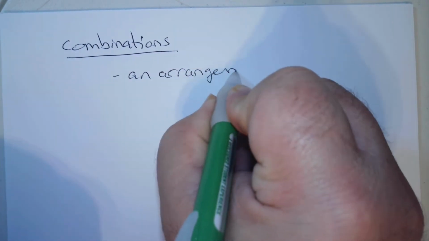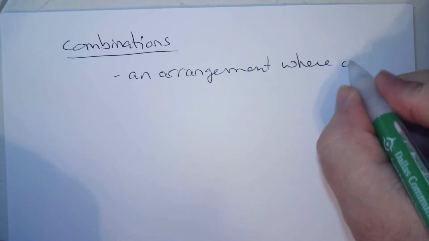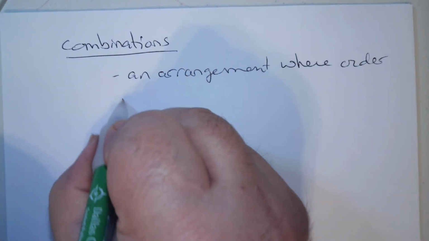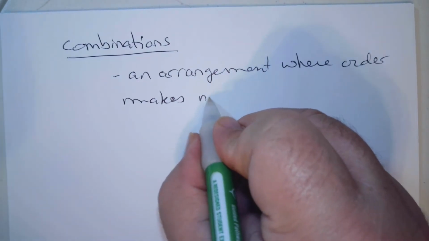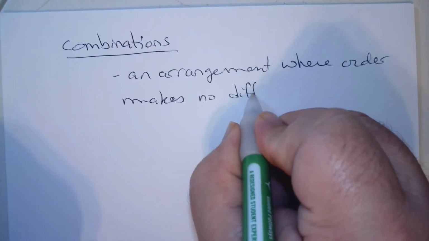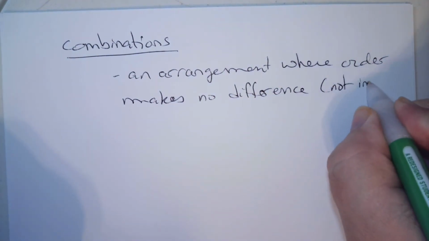A combination is an arrangement where order makes no difference. It's not important.